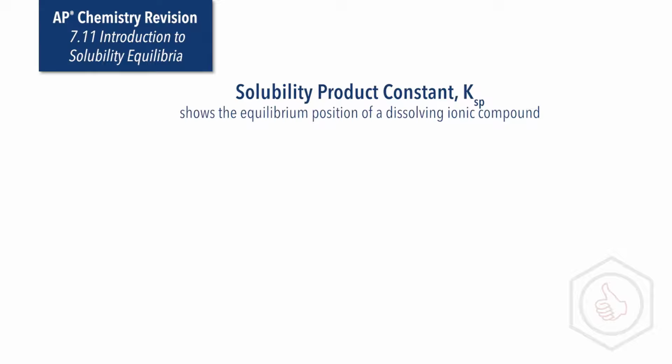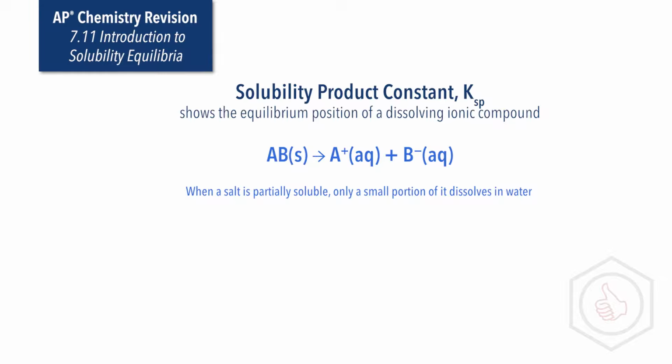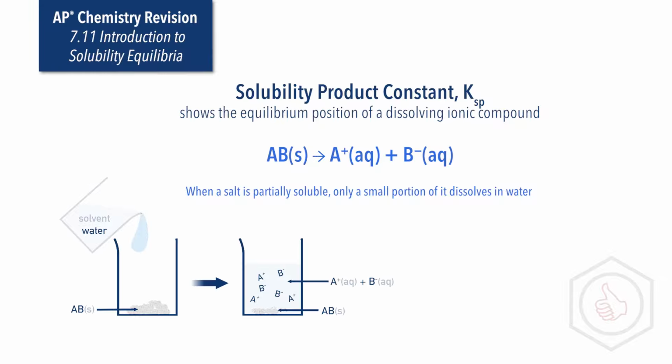When an ionic salt dissolves, it breaks into its ions. For example, the solid AB (s) can break apart into A+ and B- ions. They will be given the state symbol (aq) to represent that they are dissolved in water. When a salt is partially soluble, only a small proportion of its ions are dissolved in water at any one moment in time, meaning some but not all of its ions break away into solution.